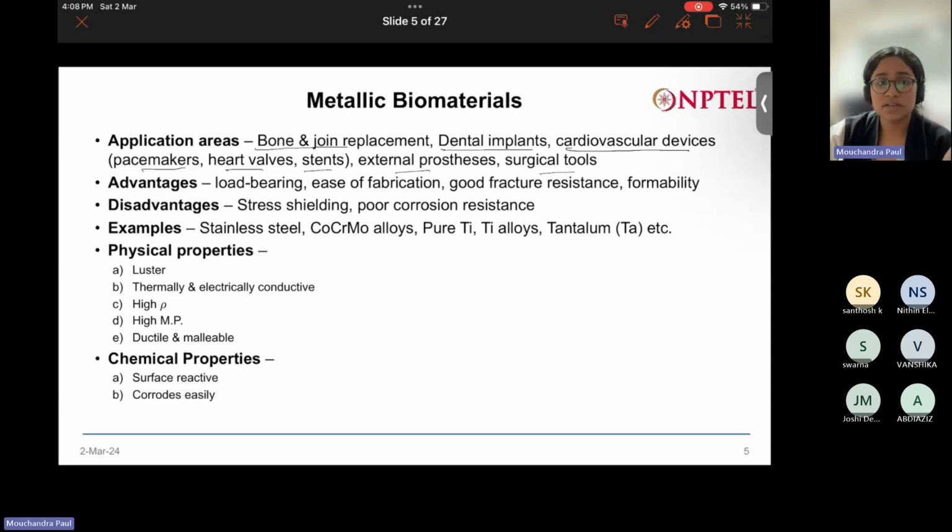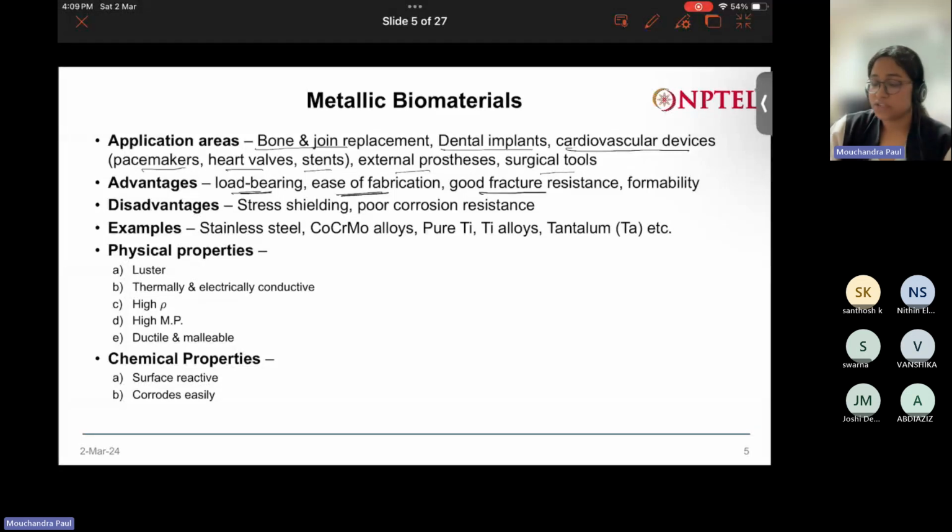There are some advantages and disadvantages. Advantages include that it can handle a large amount of load. That is why it has a load-bearing property. Then it can be easily fabricated. We have been working with metals for thousands of years, so the technology to process metals is very well developed. We can use metal to create any type of shape we want for our application.